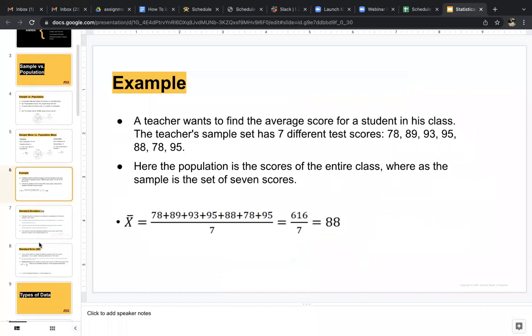Next, an example is given. A teacher wants to find the average score for a student in his class. The teacher's sample set has 7 different test scores: 78, 89, 93, 95, 88, 78, and 95. Here the population is the scores of the entire class, whereas the sample is the set of seven scores, right? Like the example I gave you, the same example is shown here. The population is when the entire class is taken into consideration. The sample is a part of this population.